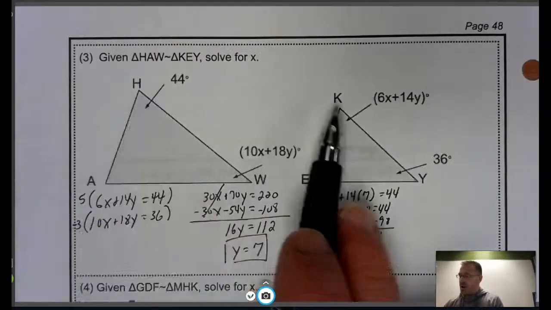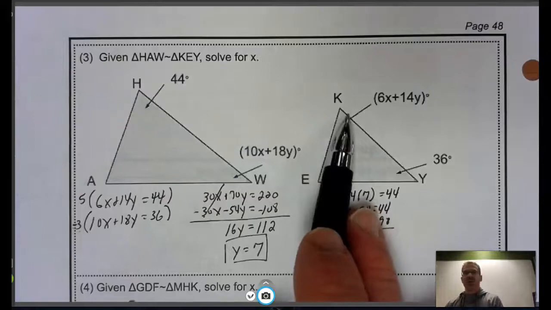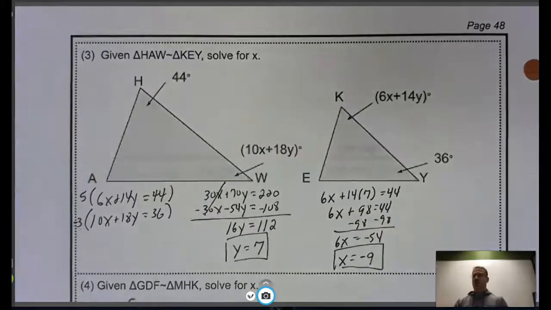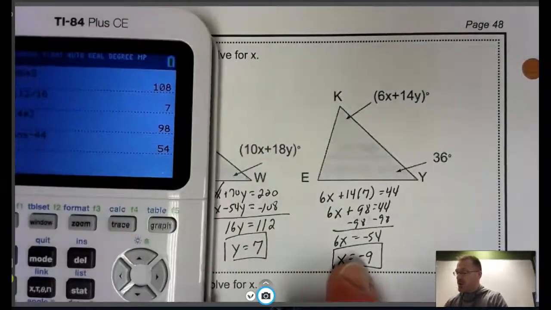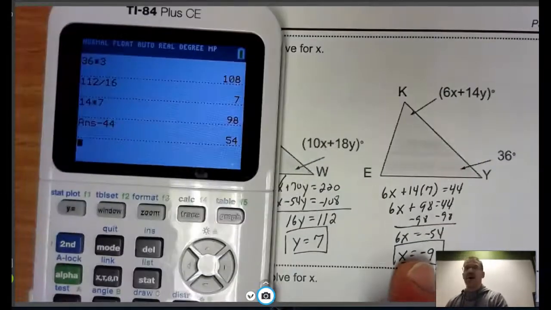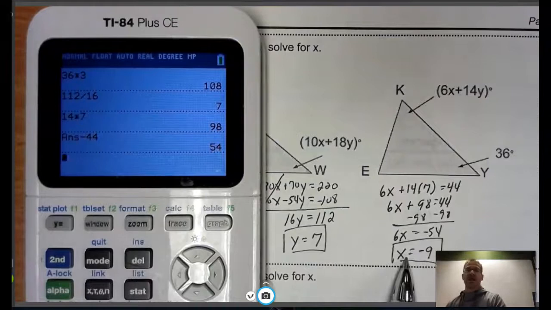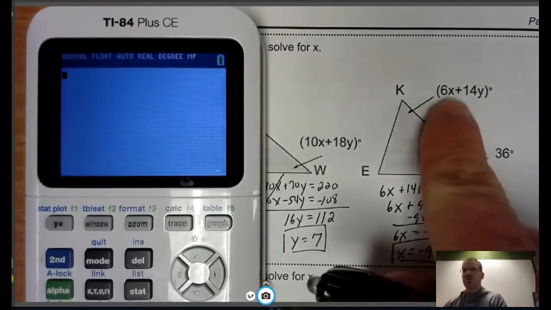If these two angles correspond, they should be congruent, which means if H is 44 degrees, K should also be 44 degrees. Now, don't freak out here because we do get a negative value for our variable. That's okay, as long as the angle itself is not negative. So don't assume just because the value you get is negative, that it is going to make the problem not work. So let's go back and just plug these in real quick right here.